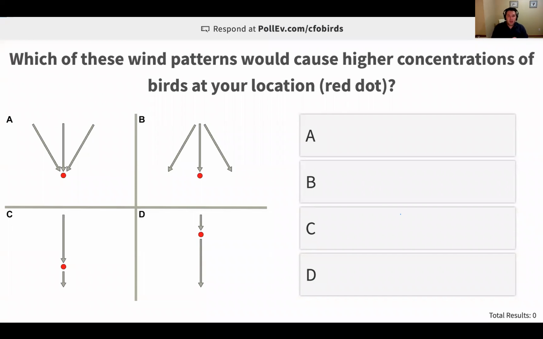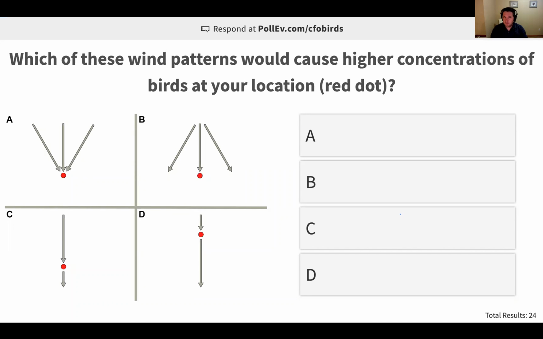Which of these wind patterns would cause higher concentrations of birds at your location? Your location in each of these instances, in A is right here, in B is right here, C is here, D is here. The arrows represent the winds, so the directions change with the swivel of those arrows. The length of the arrow is meant to be the speed of that wind. If the length is shorter, that means it's a slower wind. Take a look at those and throw in your answers when you're ready.